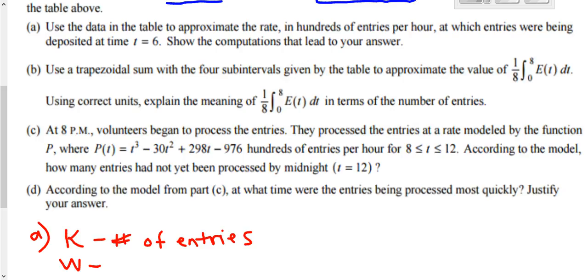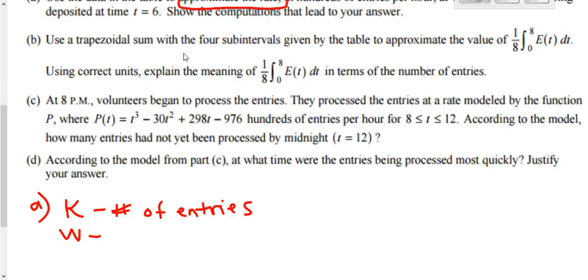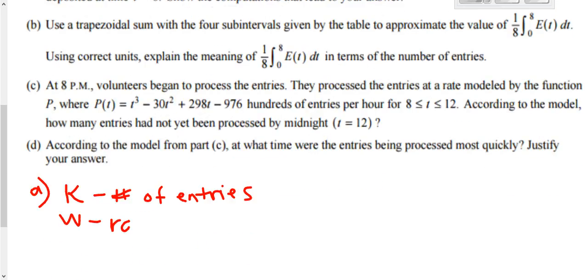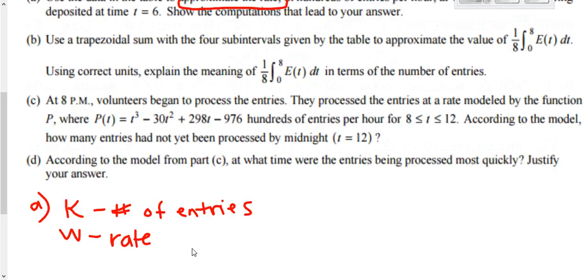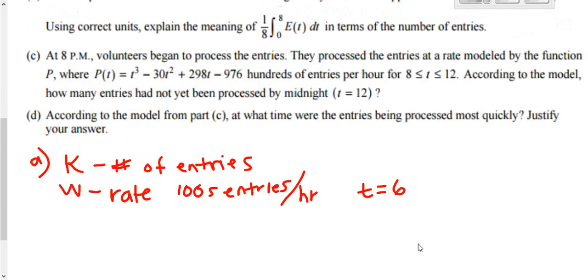What do we want to know? Well, when we go back and read part A, use the data in the table to approximate the rate. Stop right there. Approximate the rate. We are finding a rate. And it tells us the rate is hundreds of entries per hour. Okay? At time 6. Show the computations that led to your answer.